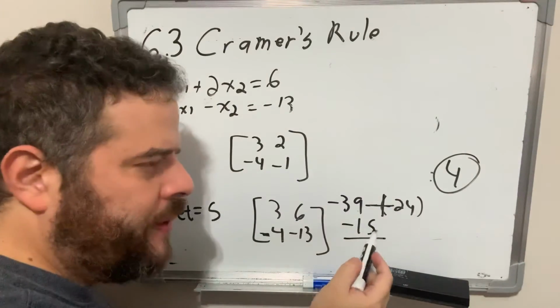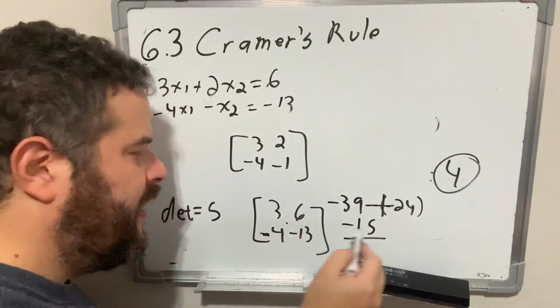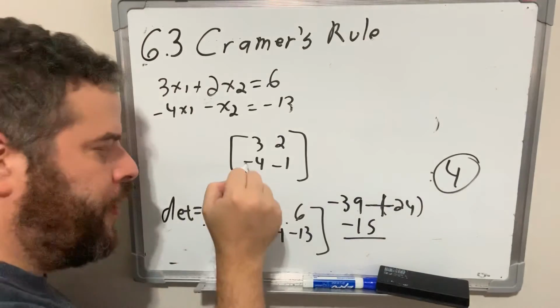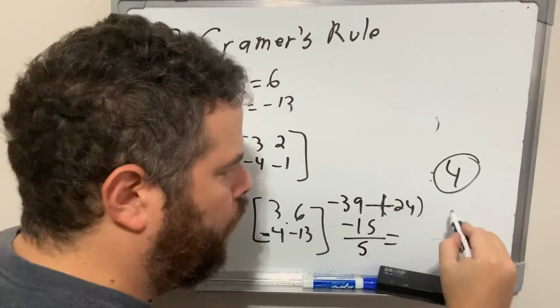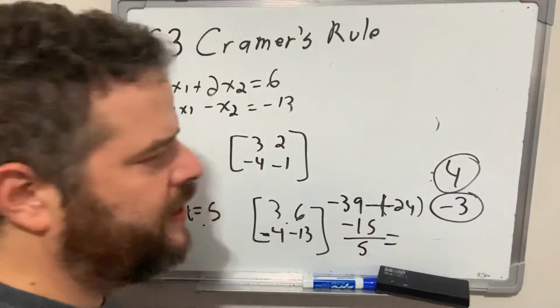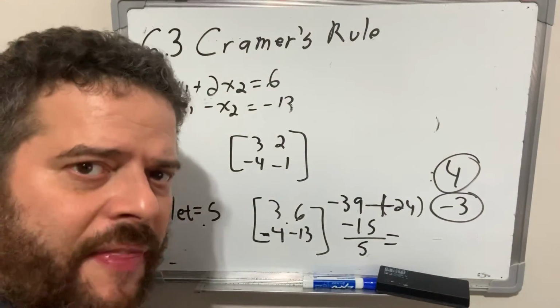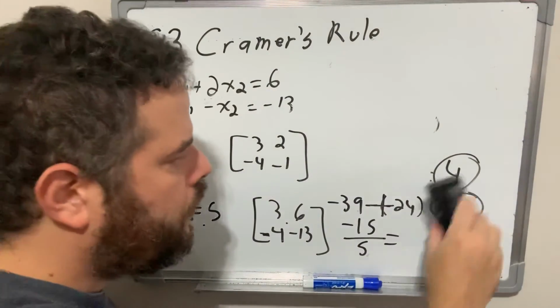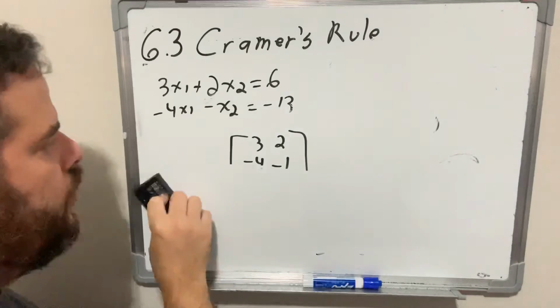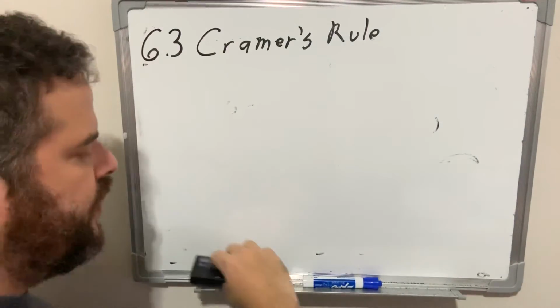The determinant of the substituted matrix divided by the determinant of the original matrix will give you your second answer. And that's all you have to do to find your solutions. You plug them in and you'll see that it's correct.